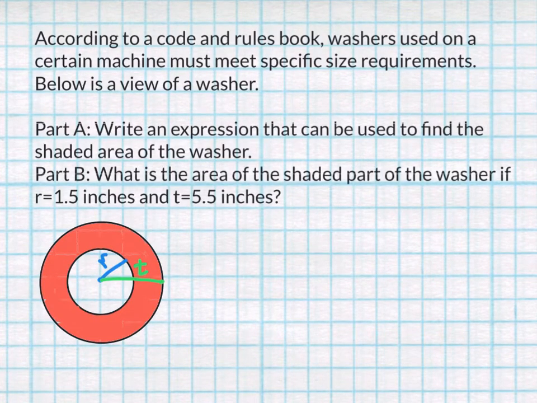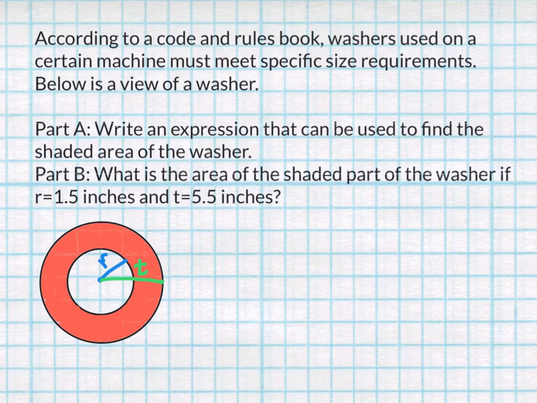Okay, so according to a code and rules book, washers used on a certain machine must meet specific size requirements. Below is a view of a washer. Part A says write an expression that can be used to find the shaded area of the washer. Part B then says what is the area of the shaded part of the washer if R equals 1.5 inches and T equals 5.5 inches.